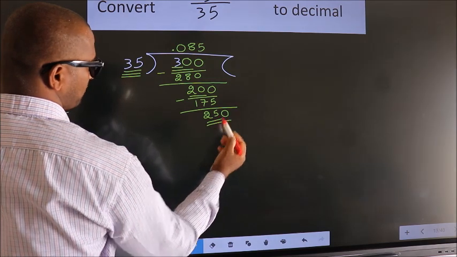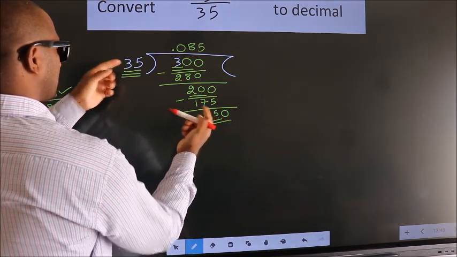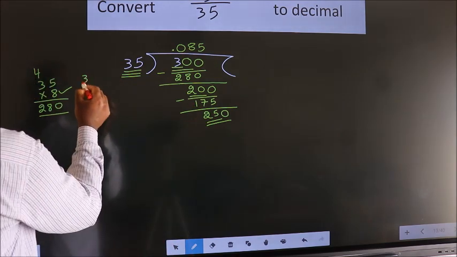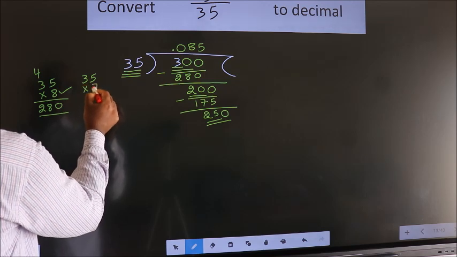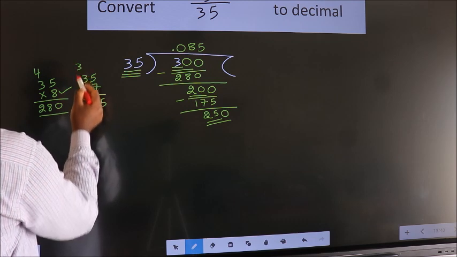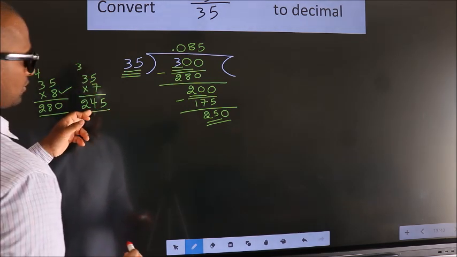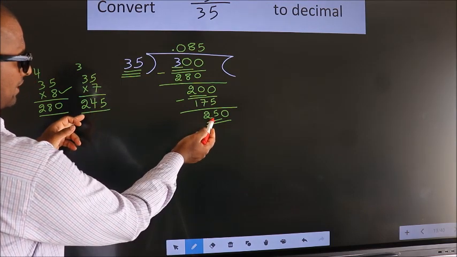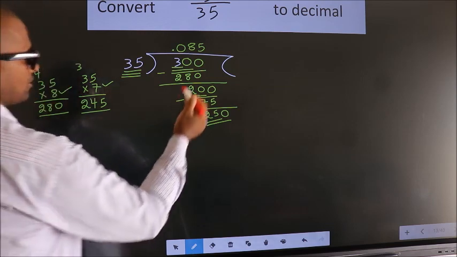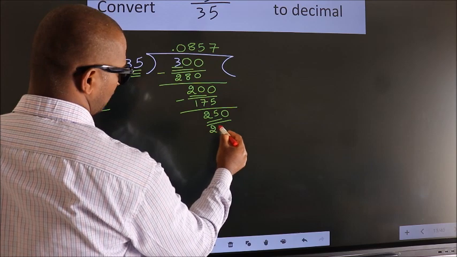So 250. A number close to 250 in the 35 table is, let us go with 7. So 35 7 times. 7 5s 35. 5 3. 7 3s 21 plus 3, 24. So 245 is close to 250. So we should go with 7. So 35 7 times, 245.